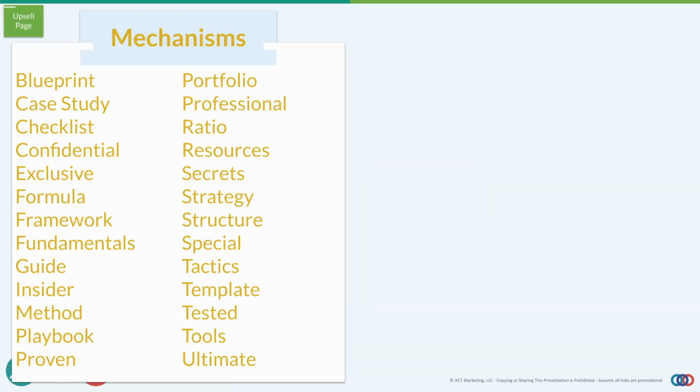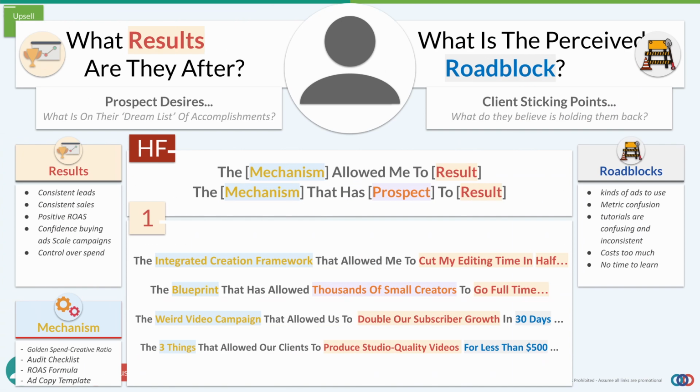Of course, you can use this elsewhere. And of course, these are examples of different words you could use for mechanisms. And here's an example of what we might make as an upsell to our particular offer. And so we have the integrated creation framework that allowed me to cut my editing time in half, right? Integrated creation framework sounds cooler, at least I think, than just saying, learn how to edit videos faster. Right? So we're just giving a cool name, or I think a cool name.